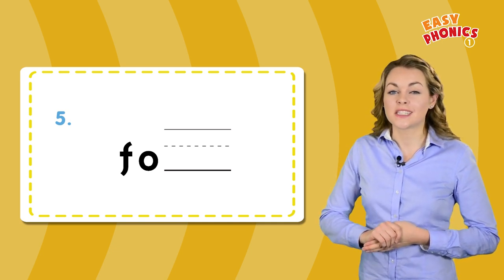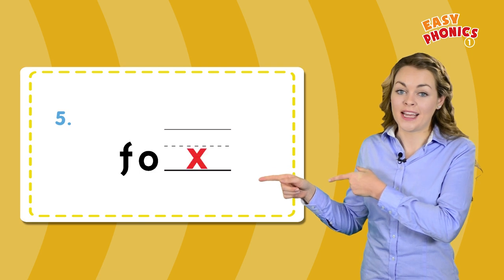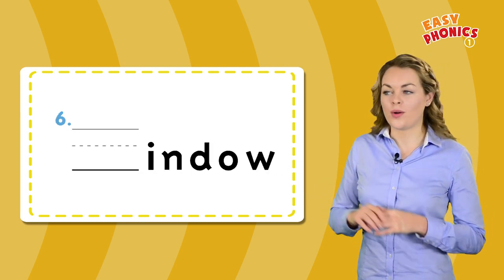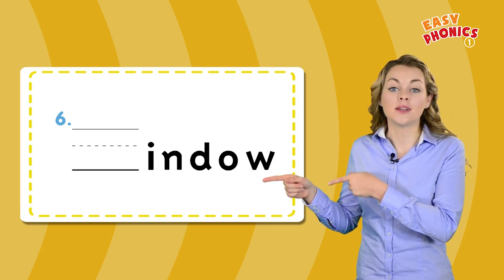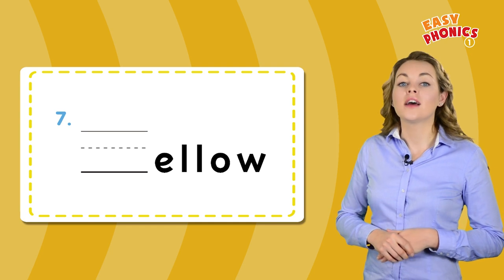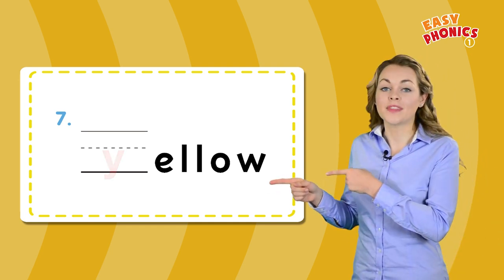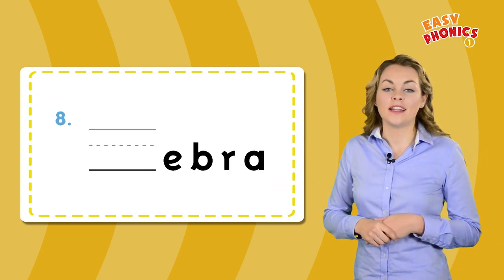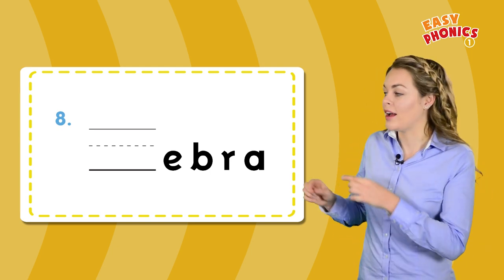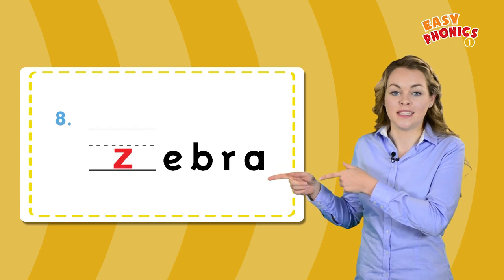Okay, next we have fox. Fox. Ksk. That's this letter. Okay, and next, window. W, window. That's right, it's missing a W. Next, yellow. Y, yellow. That's what it's missing. And zebra. Zebra. Z, zebra. That's the letter that's missing, Z.